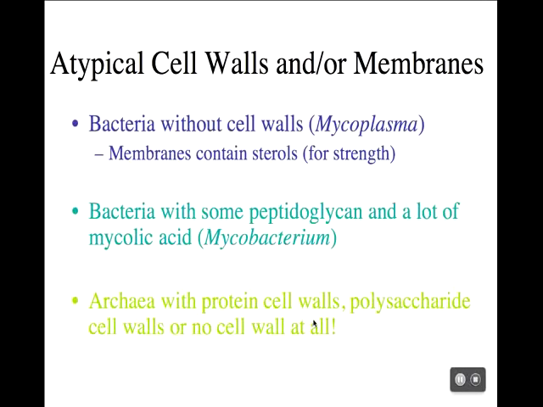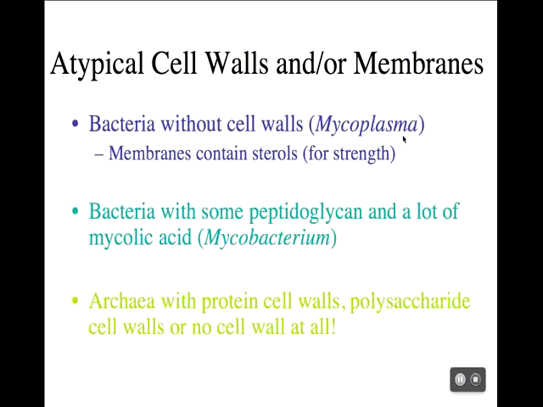99% of bacteria are either gram-positive or gram-negative in their structure. Those are the very, very common structures that we see. There are a couple of exceptions, however. The first exception I want to talk about is these bacteria that don't have a cell wall. They're called mycoplasma. Mycoplasma do not have peptidoglycan at all. So they don't have any cell wall structure. They're not gram-positive or gram-negative. They have no peptidoglycan whatsoever.